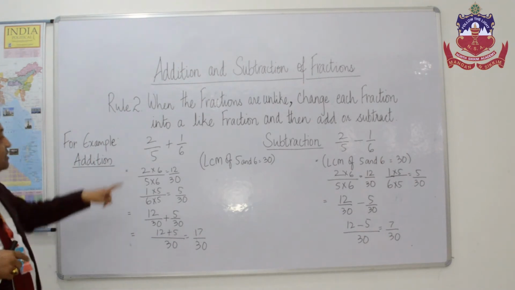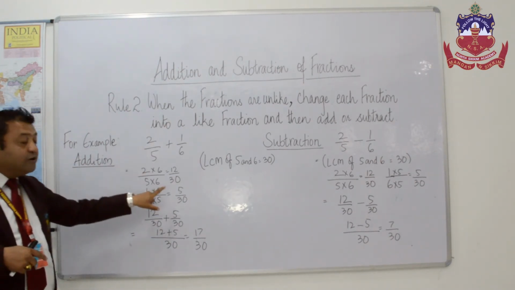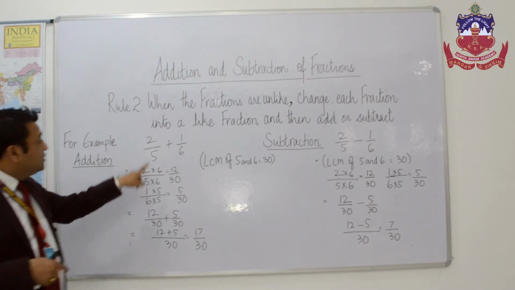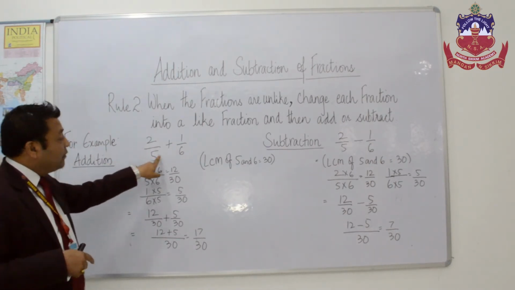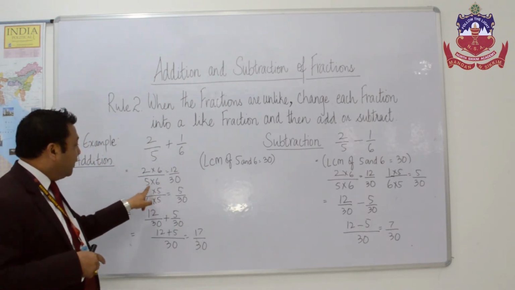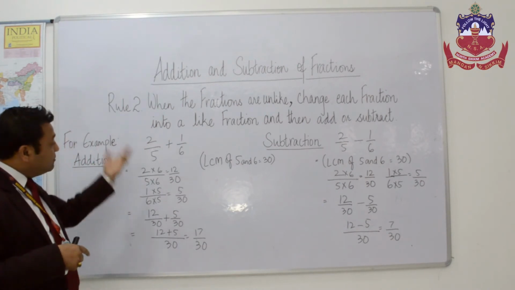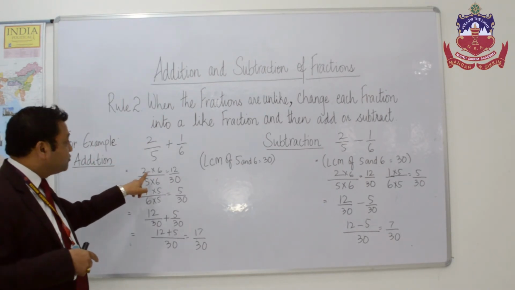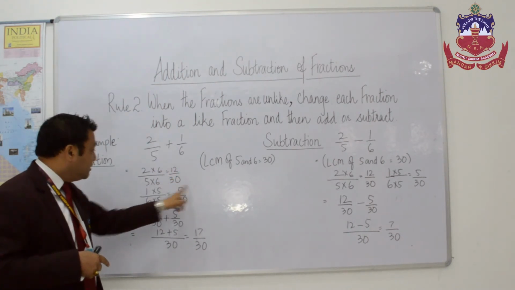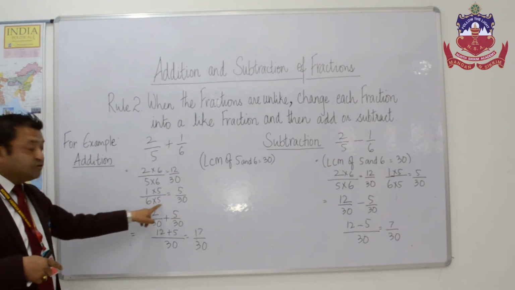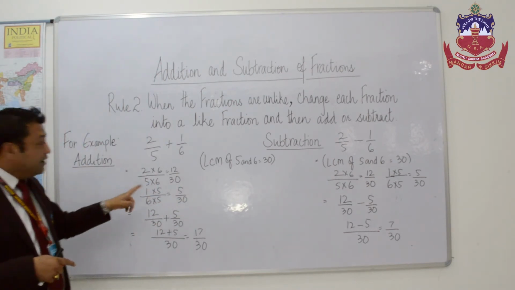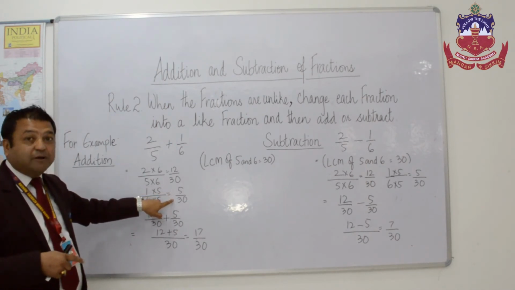Now I have to change the fractions into like fractions. So 2 by 5 and 1 by 6. When you multiply this denominator by the other denominator, you will get the same. Like 5 into 6, and you have to similarly multiply the numerator also, 2 into 6, and it becomes 12 by 30. Similarly 1 by 6, multiplying by 5 into 5, I got 5 by 30. Now what you need to know is, have I got the same denominator?